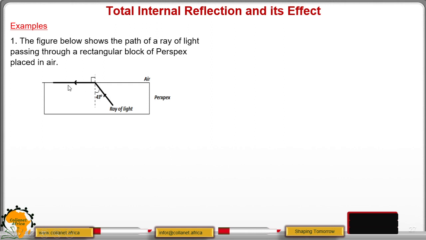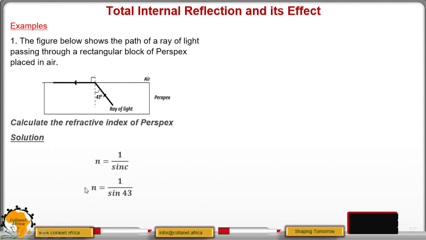The arrows always show the direction of the flow of light, the ray of light. So you're supposed to calculate the refractive index of perspex. We have derived and seen that the value n is 1 over sine c. So this will be n = 1 over sine 43. Our c is 43 because this angle is 90. Therefore, this is our critical angle. So when you key in your calculator, you find that n is 1.467.